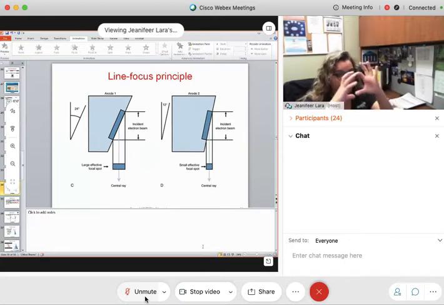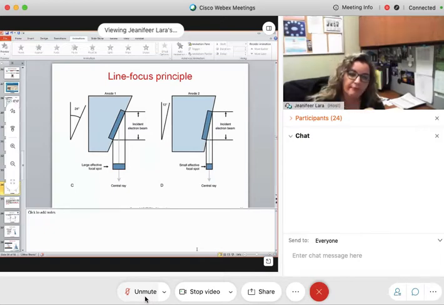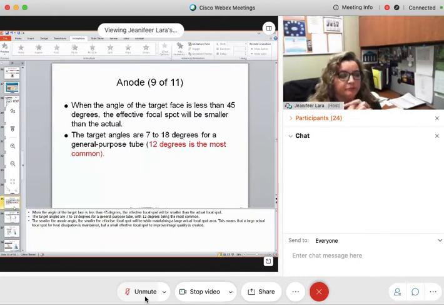The area that the electrons bombard on the target is considered the actual focal spot. What emerges as X-rays is in the effective focal spot. The smaller, the better. Why is it better? It's going to contribute to better image quality. And this is what this says.